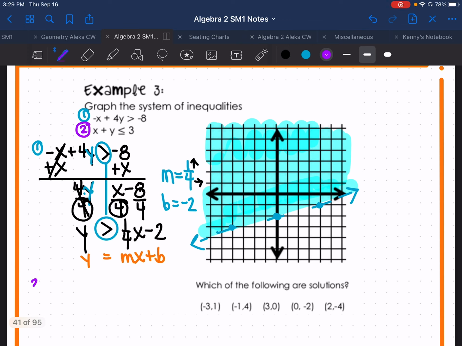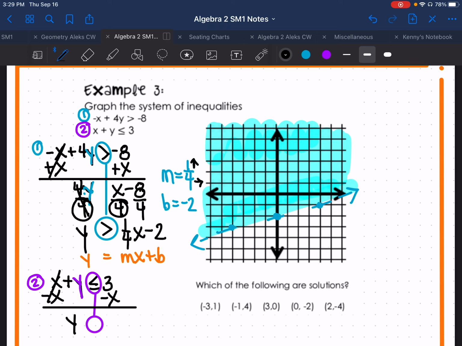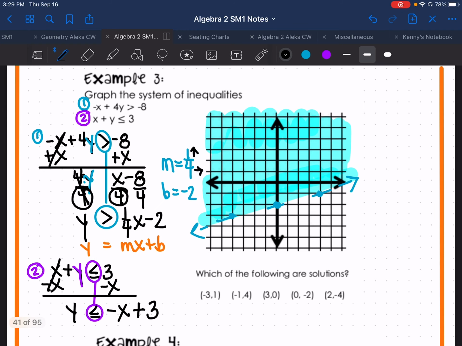All right, let's take a look at equation number 2. I'm not going to have to do any dividing here. There's no number in front of the y. I'm simply going to go ahead and move that x. It is positive, so I'm going to subtract it to the other side. It's not going to change my inequality. I'm just going to write it as -x plus 3.